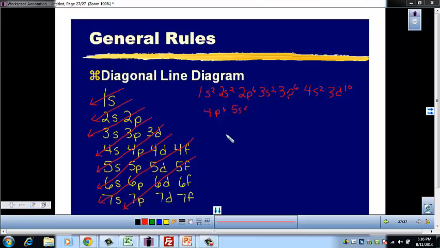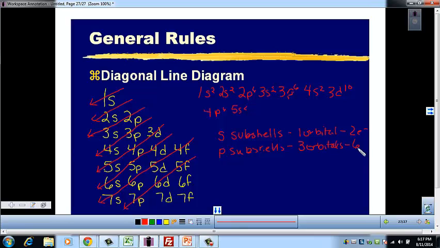Something that's important to remember is that s subshells have 1 orbital, which means they hold 2 electrons. P subshells have 3 orbitals, so they can hold 6 electrons. Remember that each orbital can hold 2.